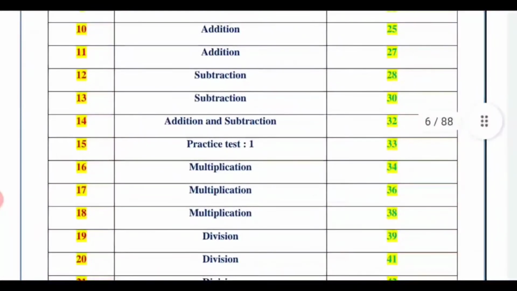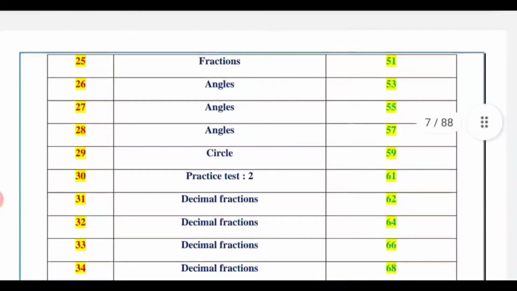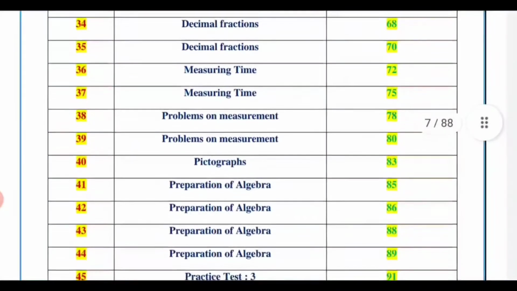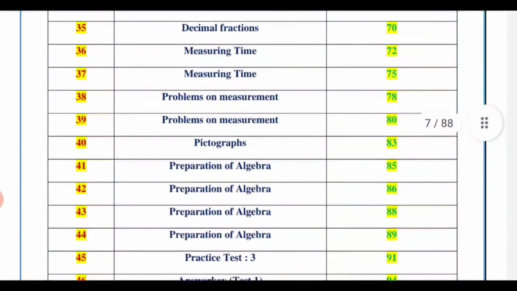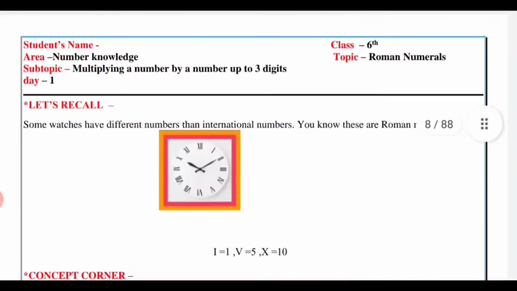On day 15 we have practice test 1, then on day 30 we have practice set 2, and the last practice set we will be having on day 45. In this way, in between there are 3 tests on day 15, day 30 and day 45. You have to complete those tests also. Now let us go to day 1. What is there on day 1?